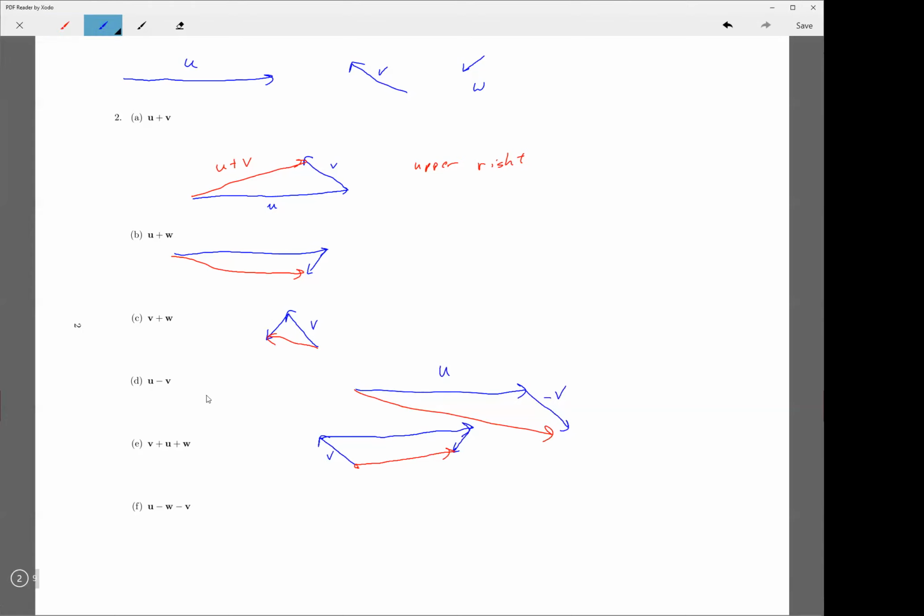And then F is like the really hard one. So it starts with a U. Okay, good. I'm glad it starts with a U. So there's U. And then you subtract W. So W is like this. So you're going to go the other way. And then you subtract V. And so V is like this. So you go the other way. So you come down like that. And the result is going to be from here to there, which looks like upper left.